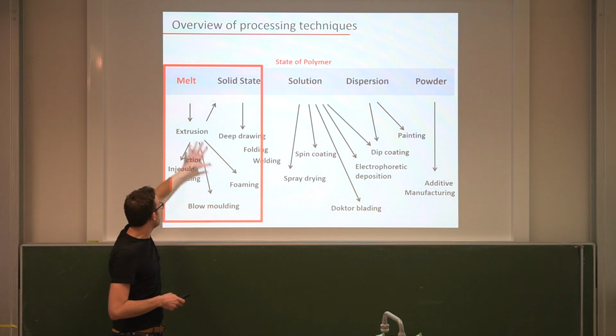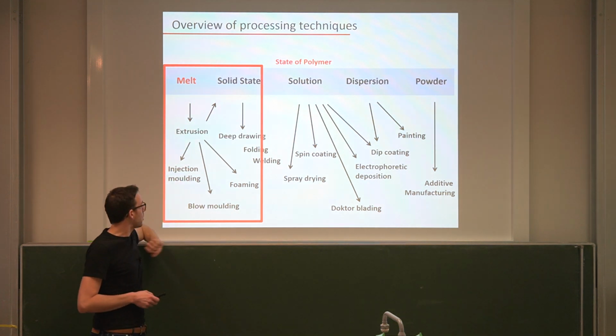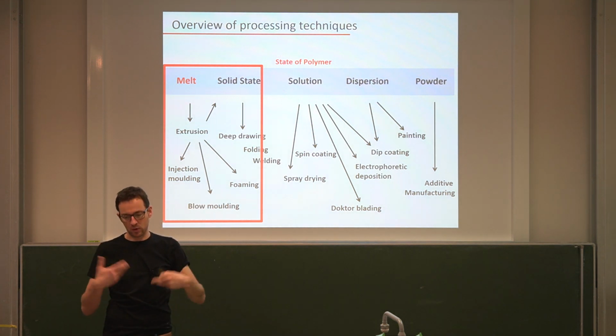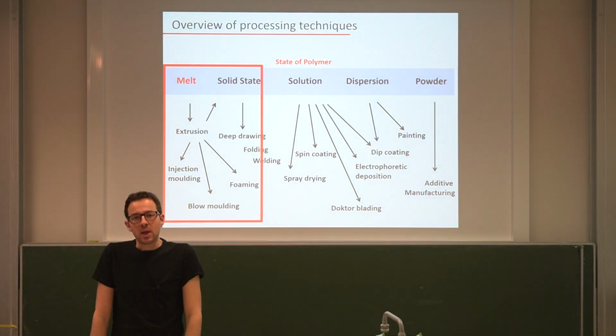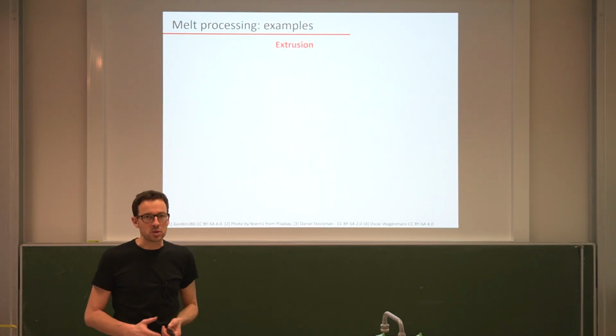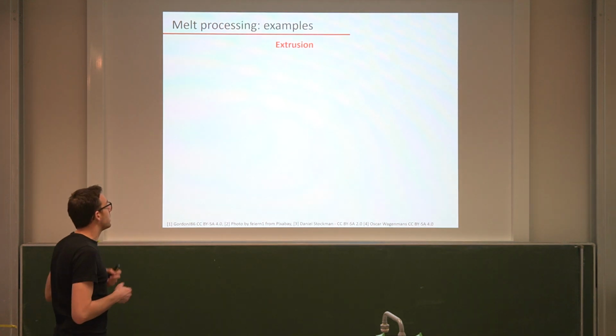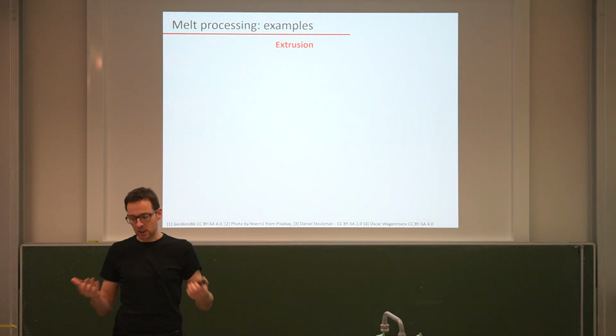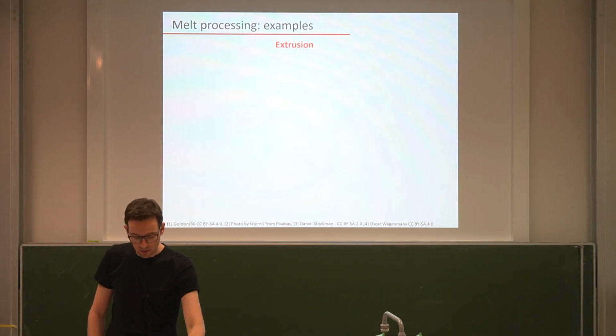So mostly we will look at extrusion, injection molding, and blow molding, and maybe foaming, so how one can make foamy materials, as these are, if you want, very basic principles on how a polymer can be processed.